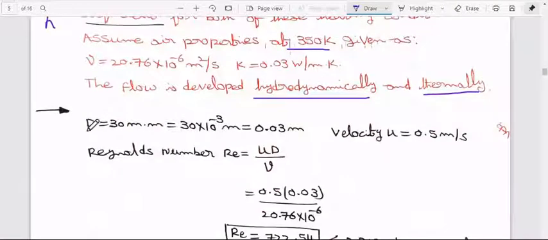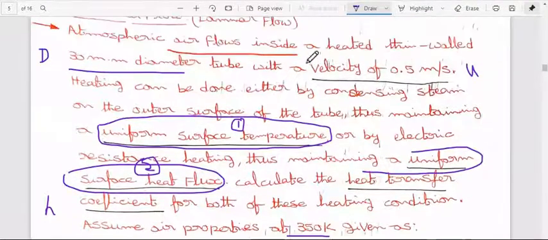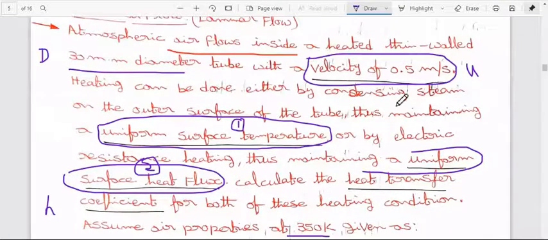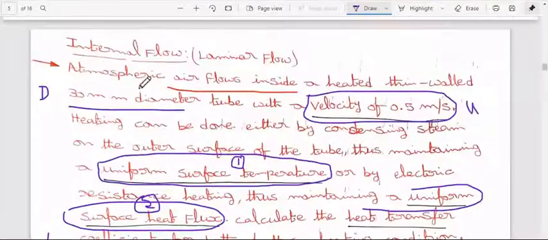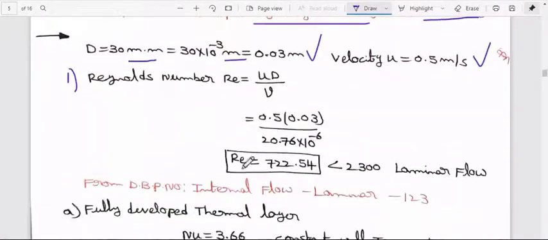Given data: diameter is 30 into 10 power minus 3 mm, which we can convert into meters, equal to 0.03 m. Velocity U is equal to 0.5 meters per second. So what is the first step? Reynolds number. Reynolds number is equal to UD by v, where D is the diameter of the tube. The Reynolds number is less than 2300.